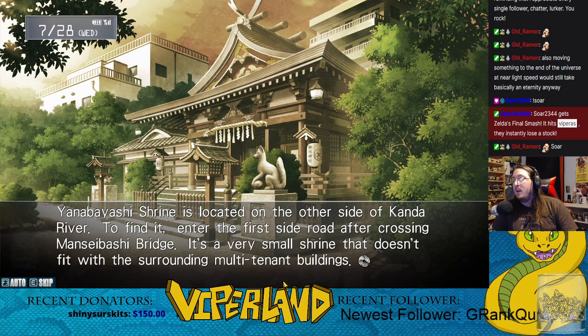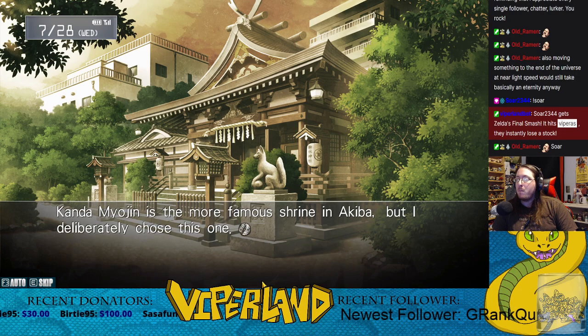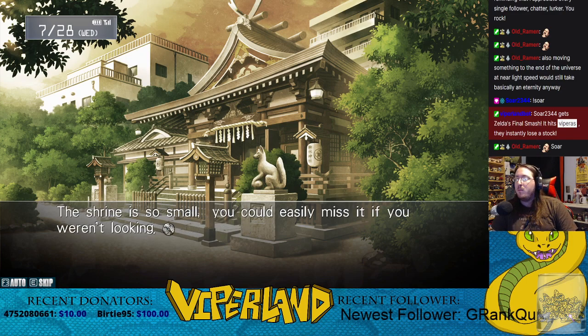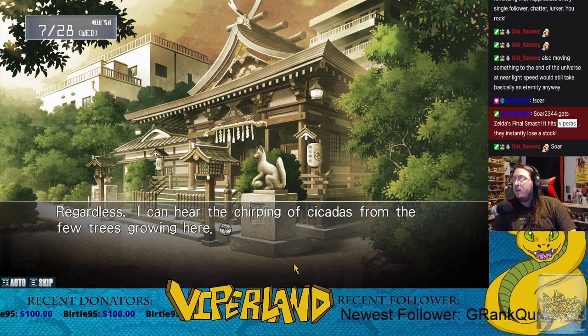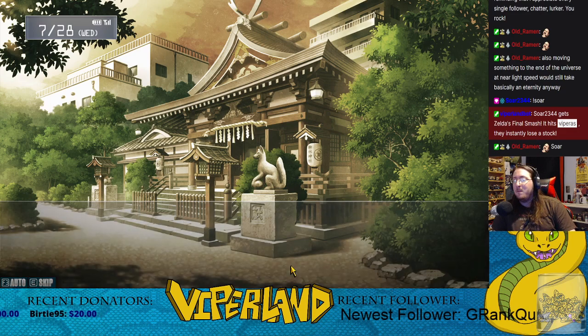Yanabayashi Shrine is located on the other side of Kana River. To find it, enter the first side road after crossing Manasayabashi Bridge. It's a very small shrine that doesn't fit with the surrounding multi-tenant buildings. Kanda Myojin is the more famous shrine in Akiba, but I deliberately chose this one. The shrine is so small you could easily miss it if you weren't looking. Regardless, I can hear the chirping of cicadas from the few trees growing here. It's summer after all.